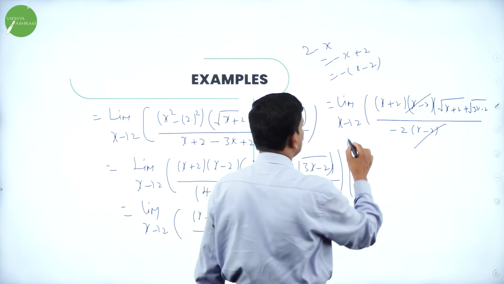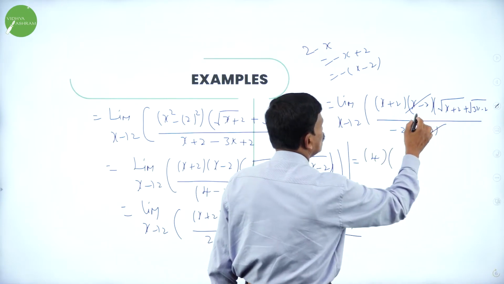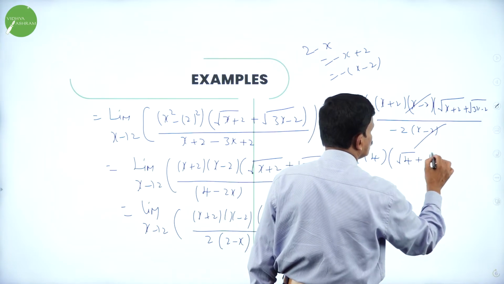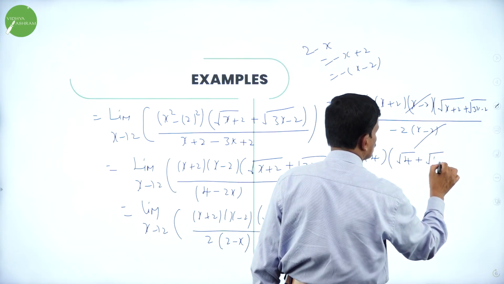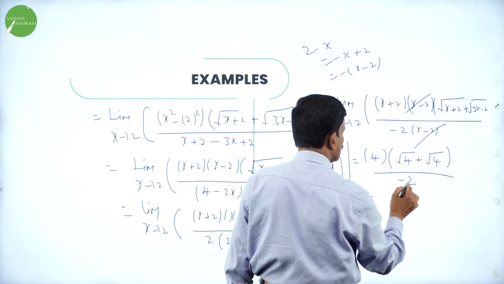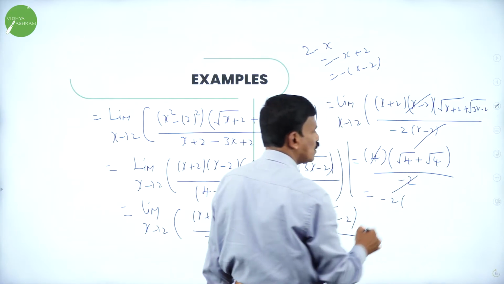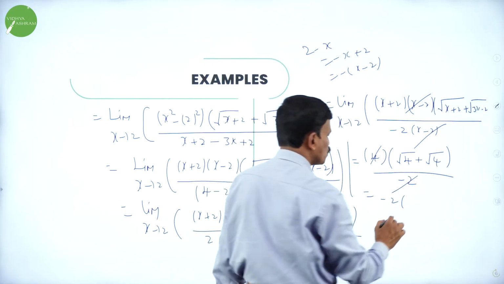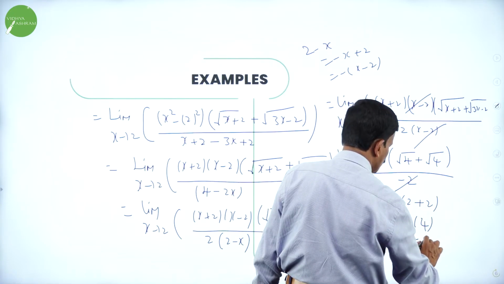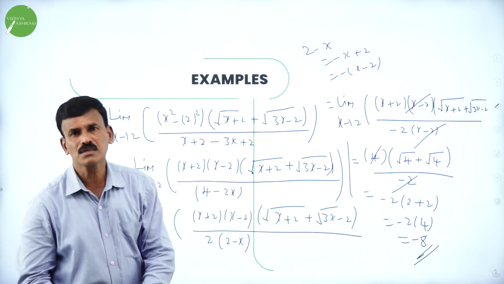So if you apply the limit, x is equal to 2, 2 plus 2 is 4 into root of 4 plus root of 3 twos are 6 minus 2, 6 minus 2 is 4, divided by minus 2. This 2 twos get cancelled, minus 2 into root of 4 plus root of 4, root of 4 is 2 plus 2, that's equal to 2 plus 2 is 4, 4 into 2 is 8. The simplified answer is minus 8.